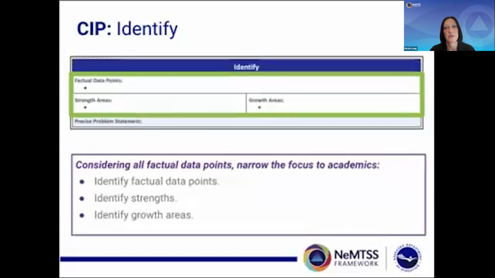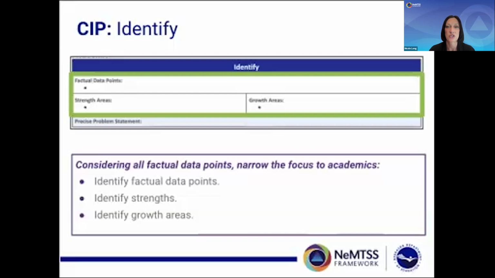The first step in the action planning process is to identify the problem, including areas of strengths and areas of growth. Keep in mind that according to Rule 10, one continuous improvement goal must be academic, so that is a good place to start. This is a screenshot taken from the Nebraska CIP template and is where a team can document this step of the problem-solving process.